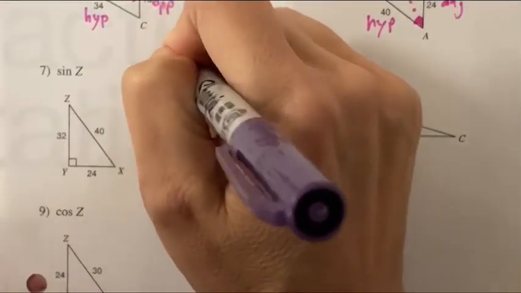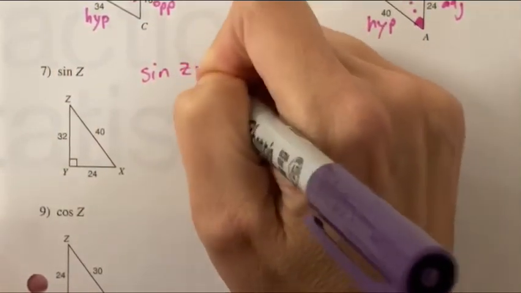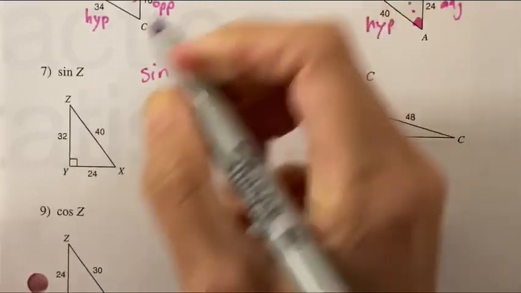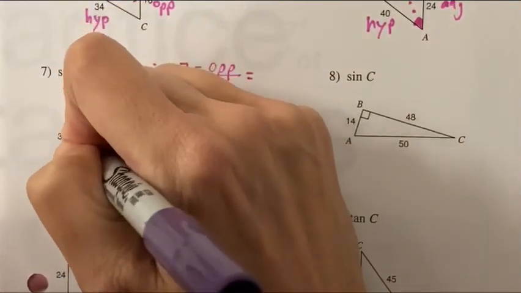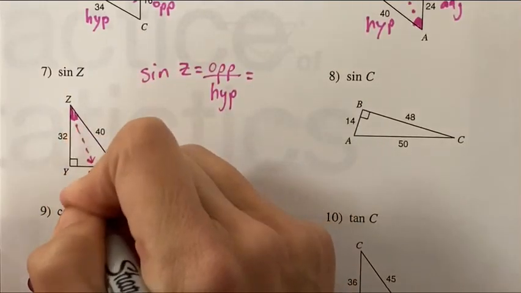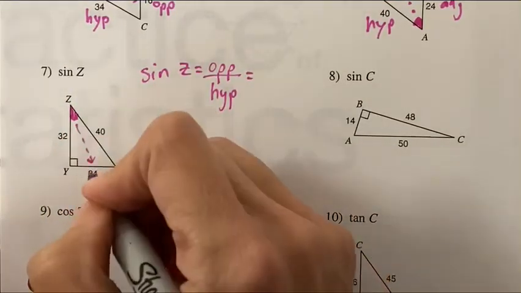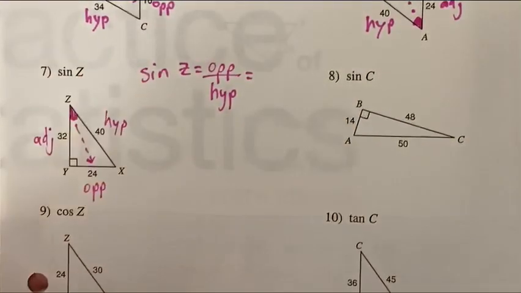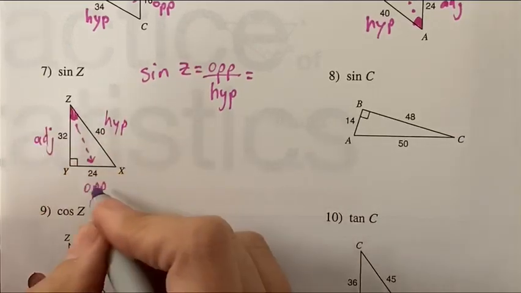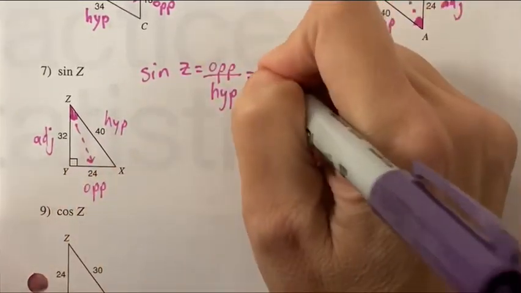The sine of angle Z, well, the sine of any angle is equal to the opposite over the hypotenuse. So sine of angle Z, let's identify that angle and label the sides according to that reference angle. So 24 is opposite angle Z. Here's my hypotenuse, and so that leaves me my adjacent side. So opposite is 24, and the hypotenuse is the number 40.